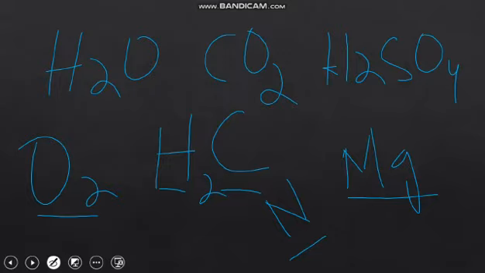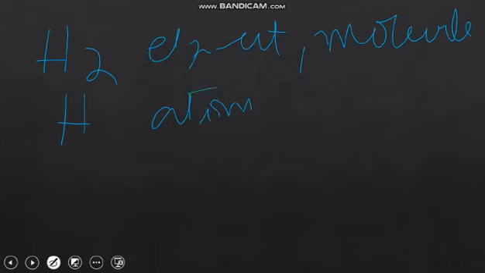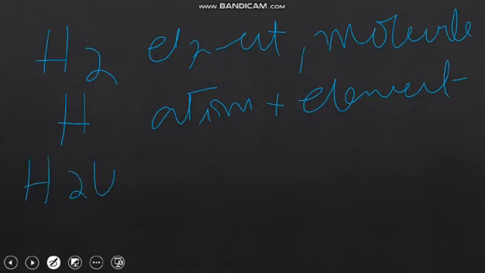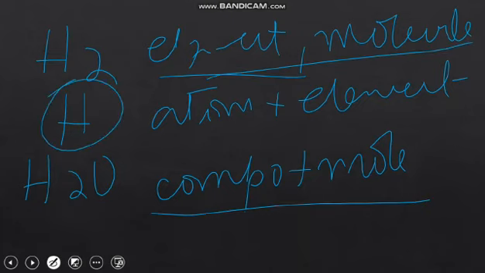Now we're going to differentiate between each of them. Now if you see this is an element because they are the same kind of element, but at the same time it's a molecule as well because they are more than one. But this is an atom and an element, but not a molecule because for a molecule it must be more than one. This is a compound, but a molecule as well. So a molecule can be an element or a molecule can be a compound, but alone it cannot be a molecule. So it's very simple.